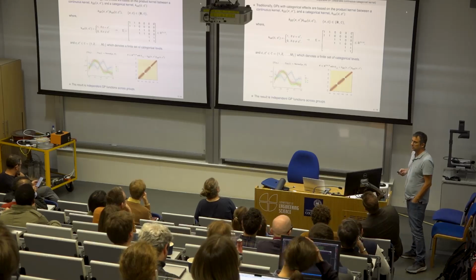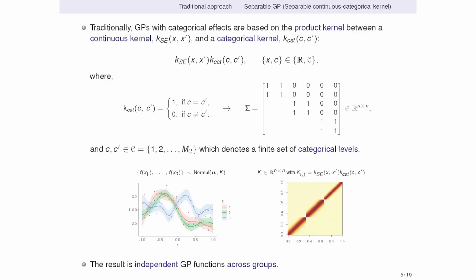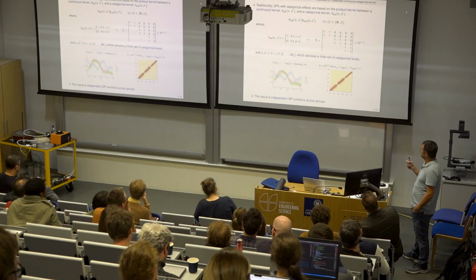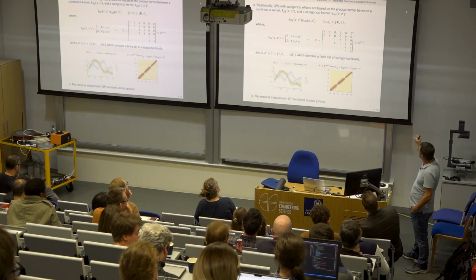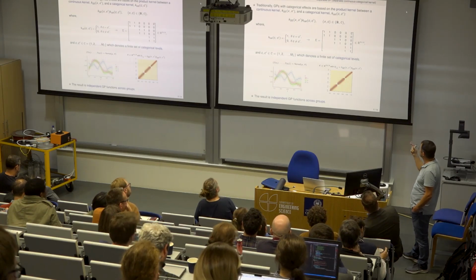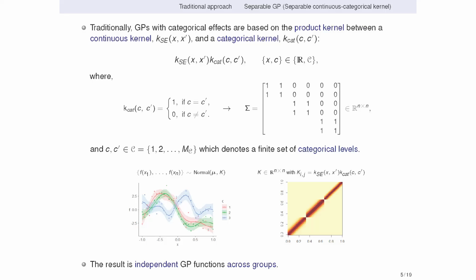Traditionally, Gaussian processes with group effects are based on the product kernel of continuous and categorical kernels, where the categorical kernel assigns a covariance of 1 when the observations belong to the same group, and a covariance equal to 0 when the observations belong to different groups. This kernel yields a covariance matrix that is block diagonal with 1s in the diagonal and 0s out of the diagonal. The result is independent GP functions across the groups.